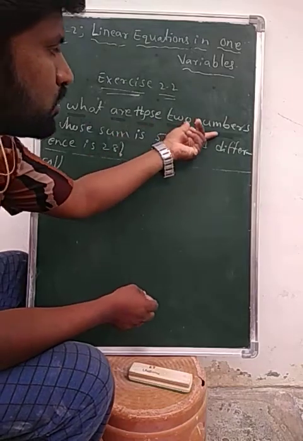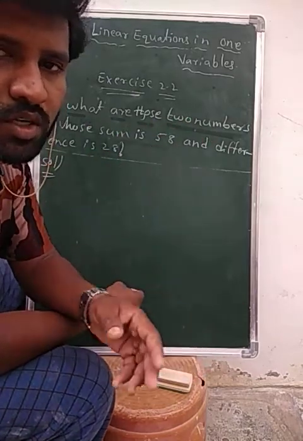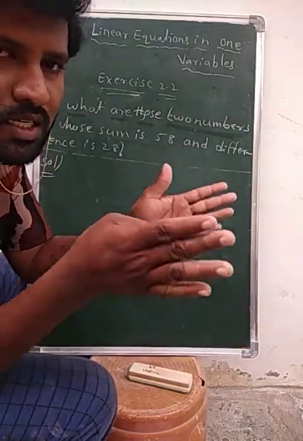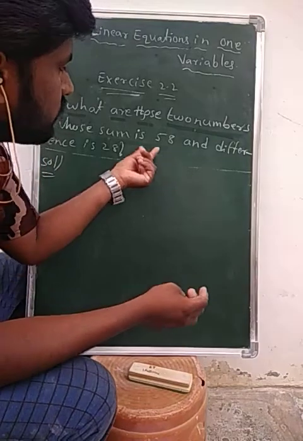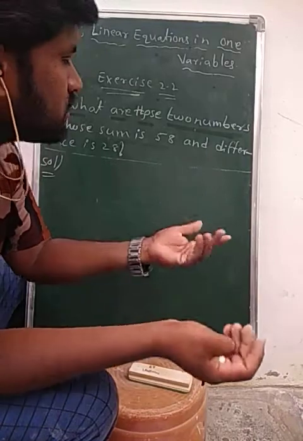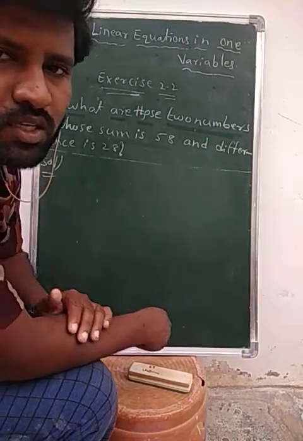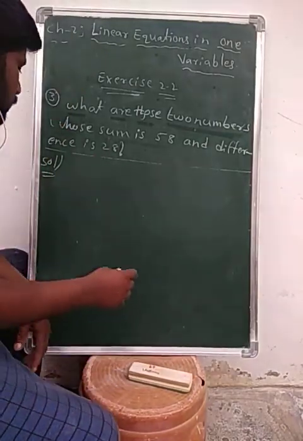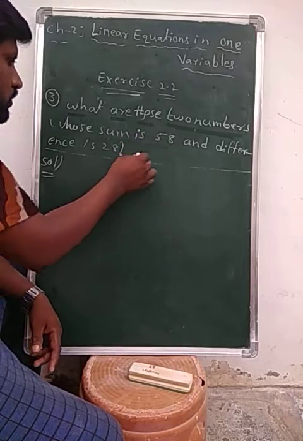Clearly the two numbers are unknown, but their sum, if we add those two, we get 58. Their difference, if we subtract between those two numbers, we get 28. So that's why what I am doing here, first writing the data.